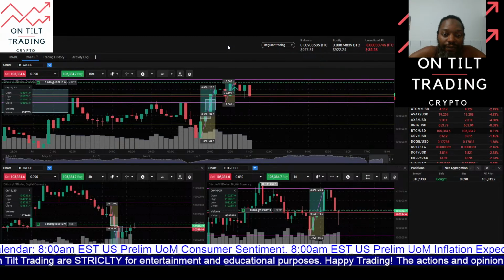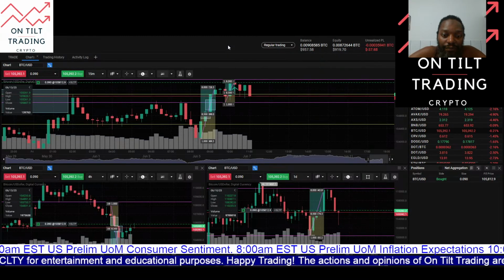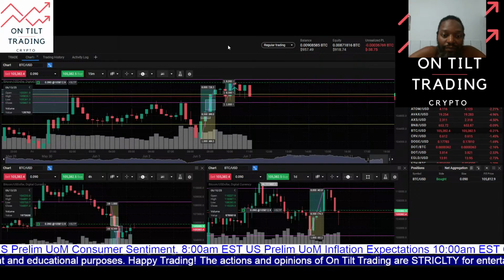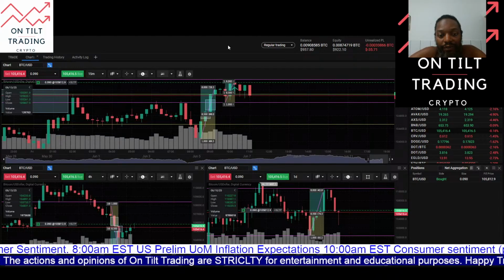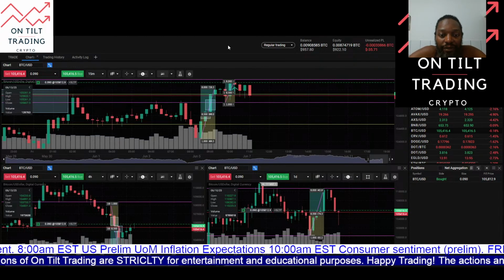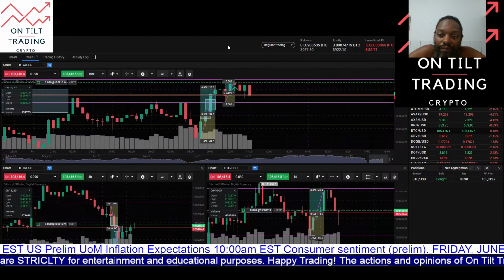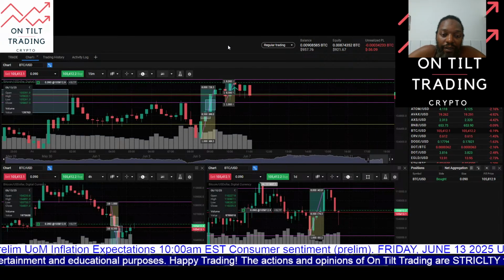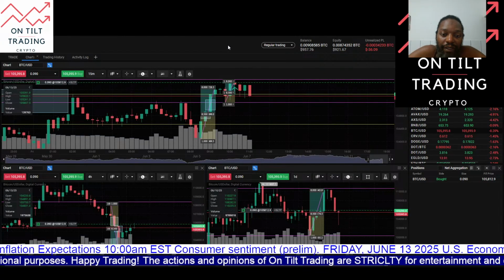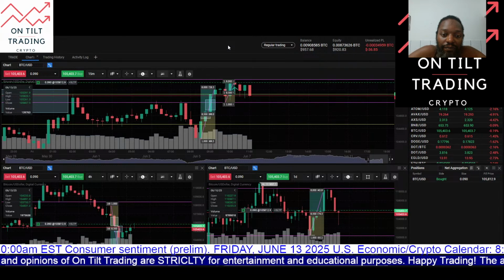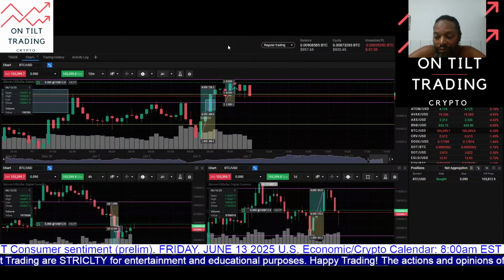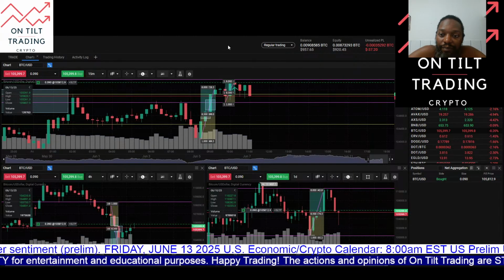More selling. It's back into that area where the previous candle had the reaction that triggered buying response. A little over 10 minutes into this candle.